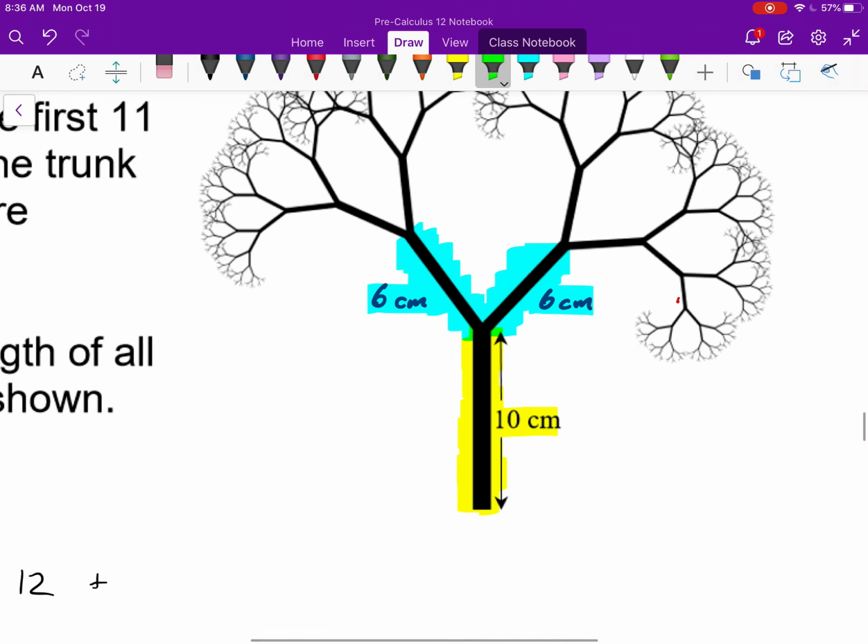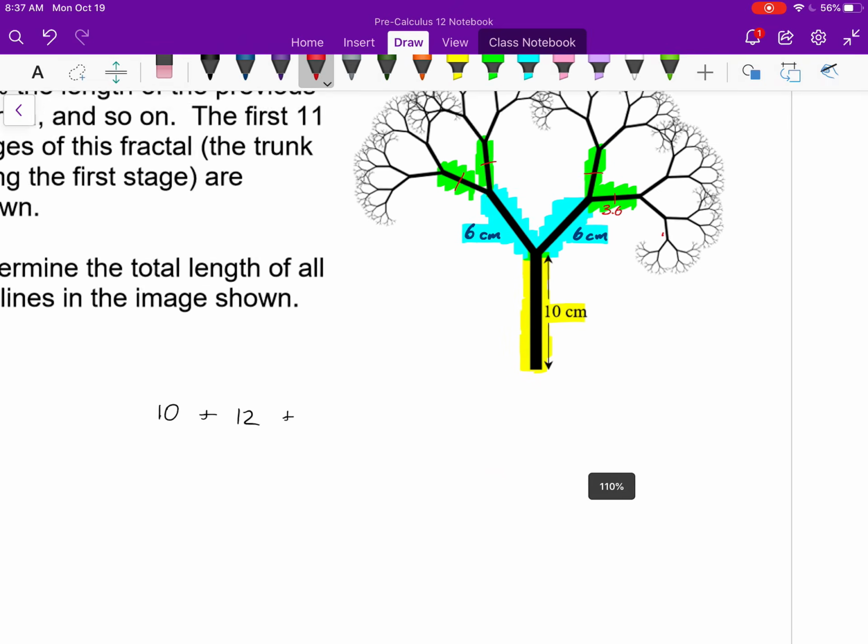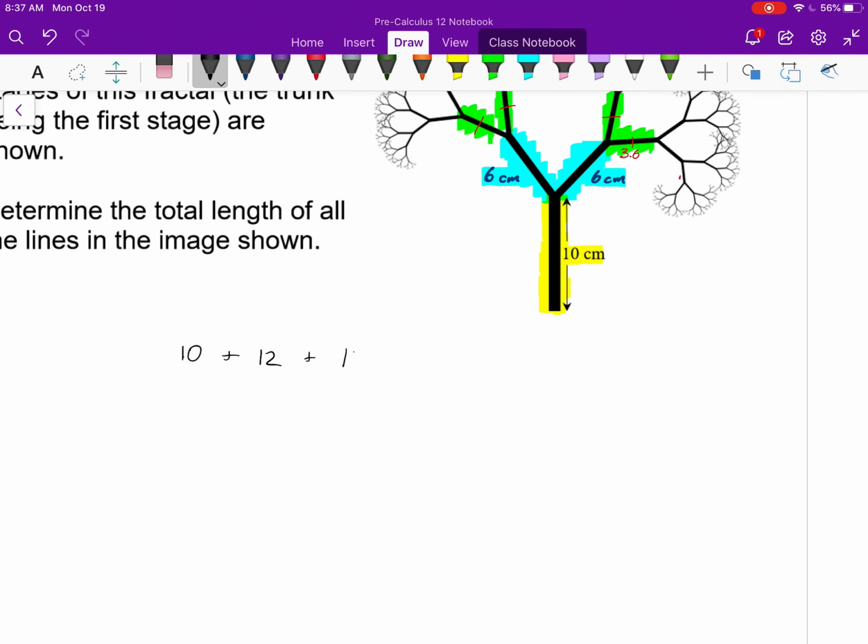Now let's look at my third stage. There's 4 branches. Each of them is the same. Each is 60% of 6. 60% of 6 is 3.6. So each of these is 3.6 centimeters. 3.6 times 4 is 14.4. And so on, but not forever. I want to do 11 terms.